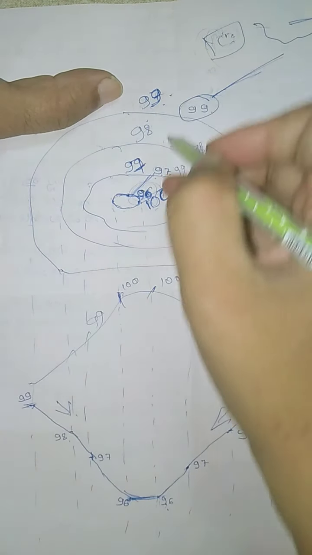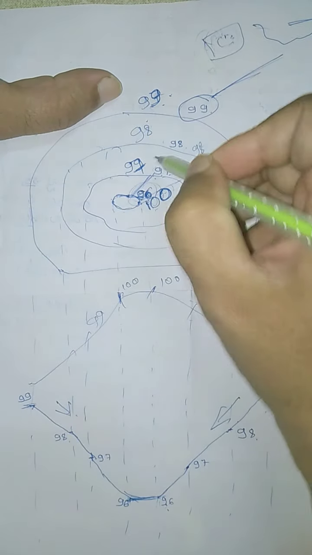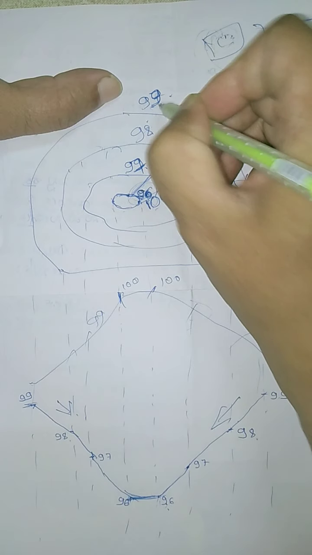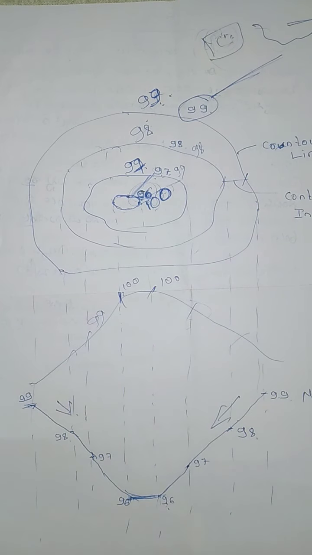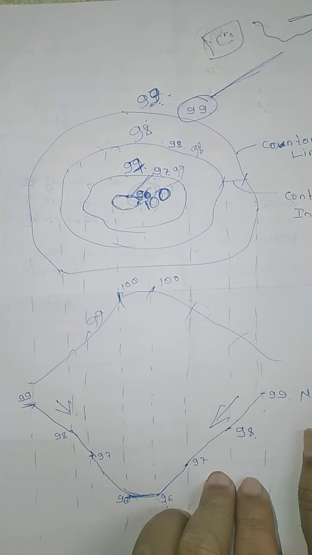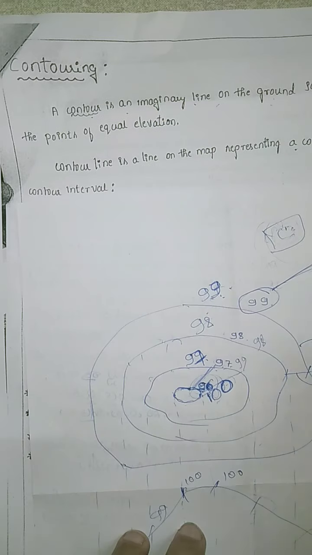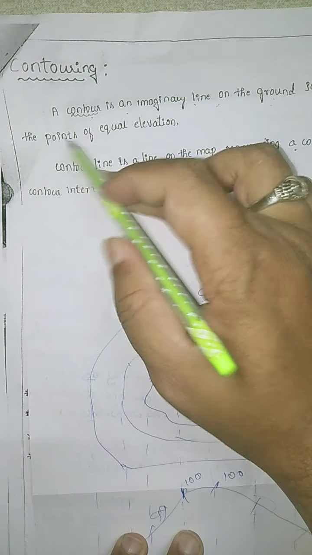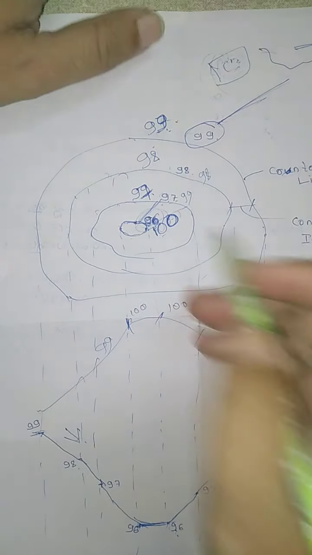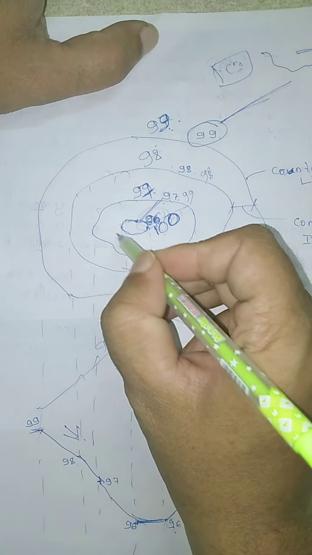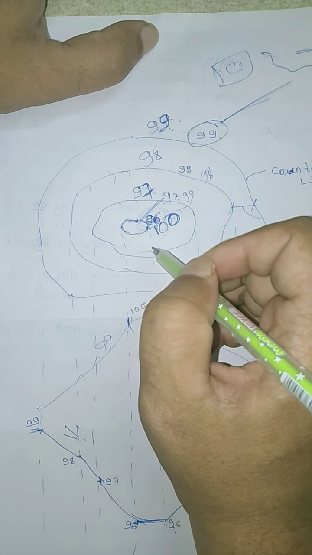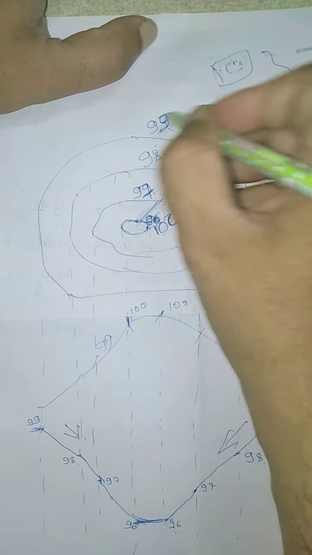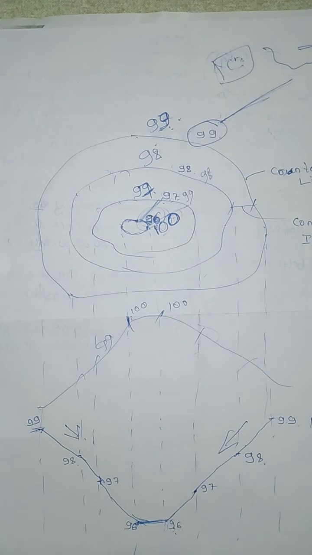Now after having the RLs of 96, 97, 98, 99, you have joined all those imaginary lines wherever you got the points of equal elevation. Now what is your definition of contouring? It is an imaginary line on the ground joining the points of equal elevation. So what we have done is draw an imaginary line on the ground joining the points of equal elevation. So wherever equal elevations are there, we have drawn those imaginary lines.